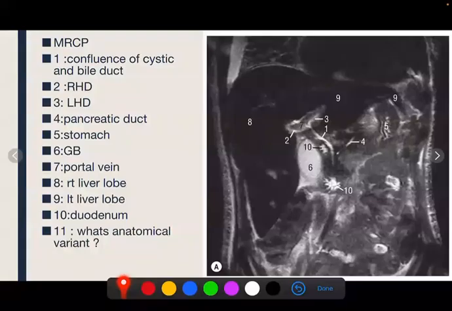Is there an anatomical variant in this image? The anatomical variant in this image.